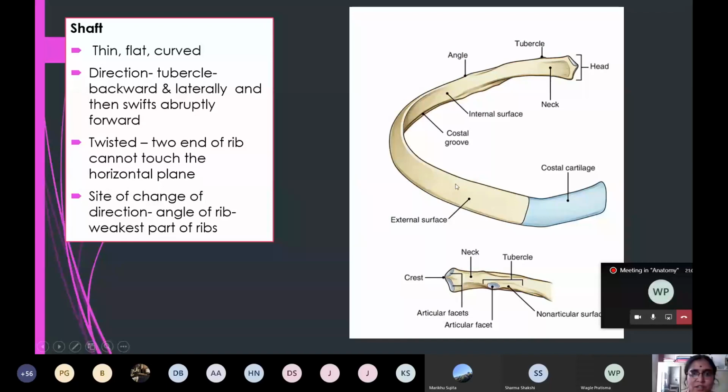Is the slide visible, student? Yes, ma'am. Only one student? Yes, ma'am. Visible.